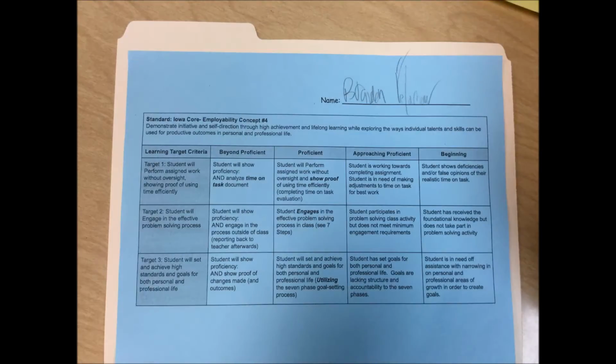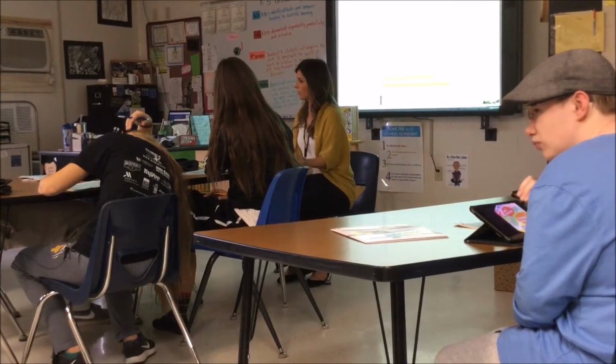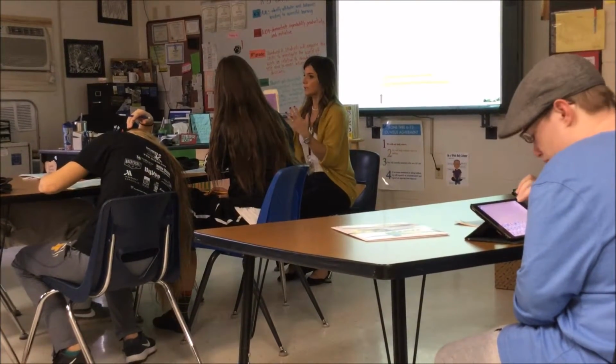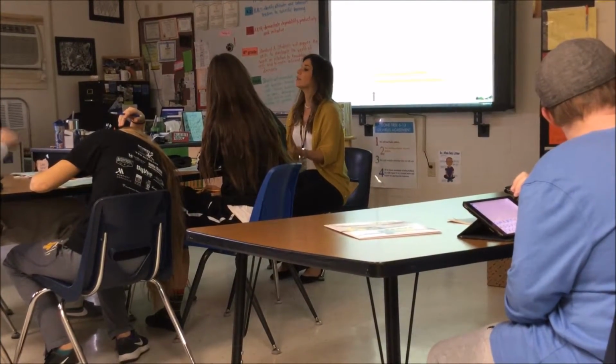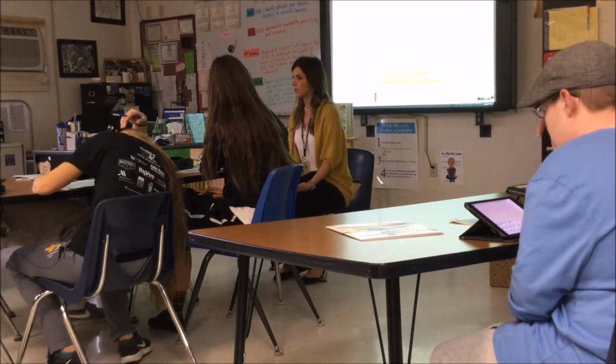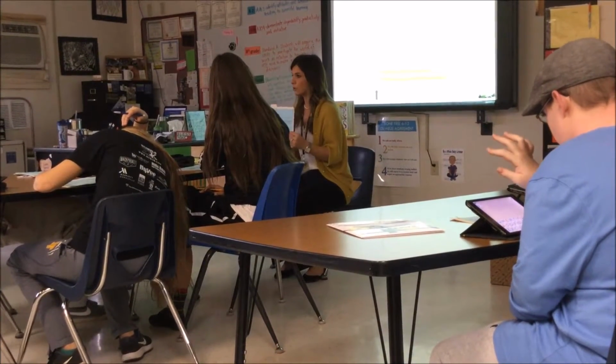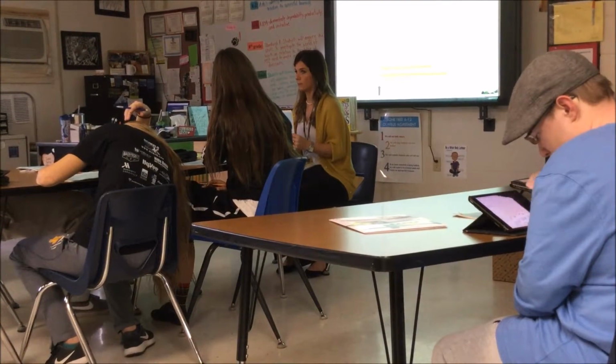And finally, target 3, student will set and achieve high standards and goals for both personal and professional life. Again, in the proficient category, the student will set and achieve high standards and goals for both personal and professional life, utilizing the 7-phase goal-setting process that I will teach you, okay? So you probably hear a pattern here. I'll teach you some things. We'll do some where you're sitting back and learning from me, and then you will show me that you have learned those things and show me your proficiency level in those categories, okay?